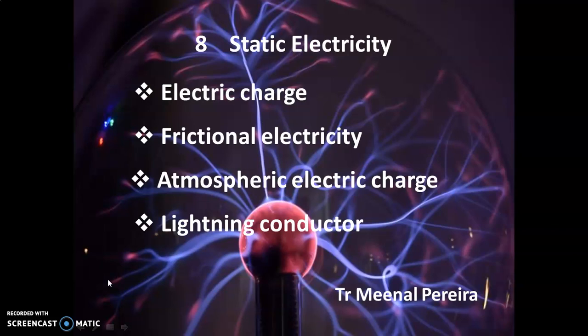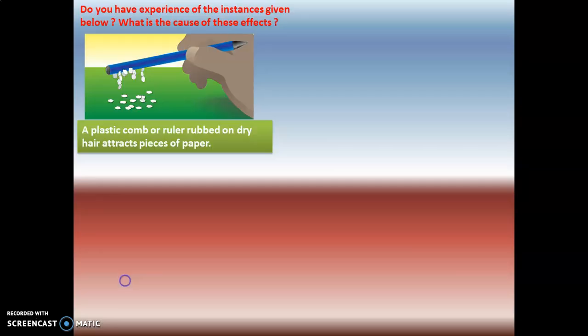Today we are starting with lesson number 8, that is static electricity. The topics that we are going to cover in this lesson are electric charge, frictional electricity, atmospheric electric charge, and lightning conductor. So let's begin.